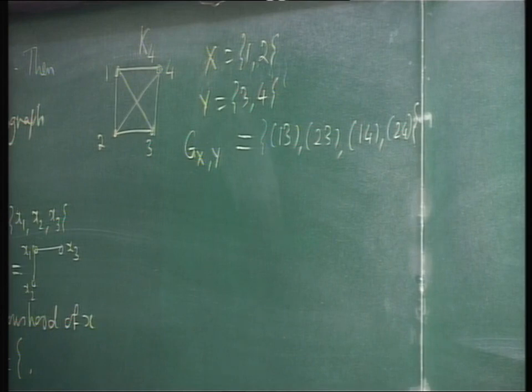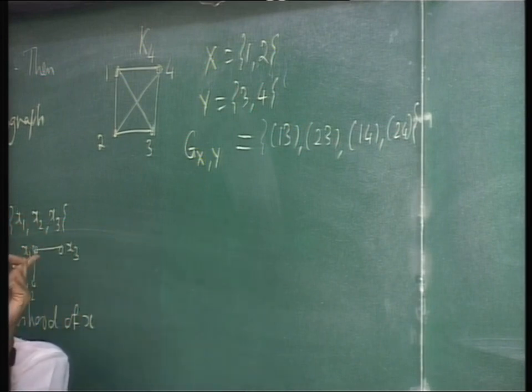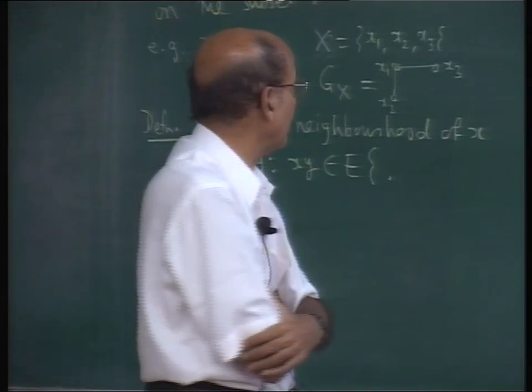Have I exhausted all the edges? No, I'm still left with the edges 1, 2 and 3, 4. Therefore, the given graph K4 is not bipartite, and I want to write it as a union of bipartite graphs. My claim is you need at least 2. You need 2 bipartite graphs to write this as a union of bipartite graphs.